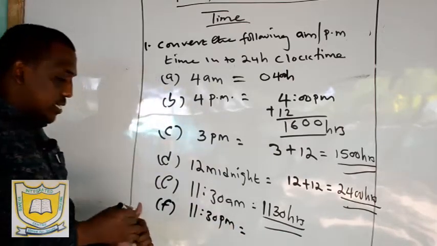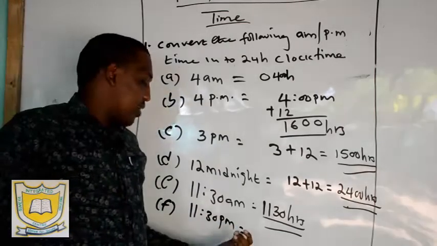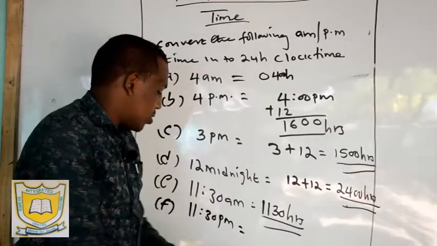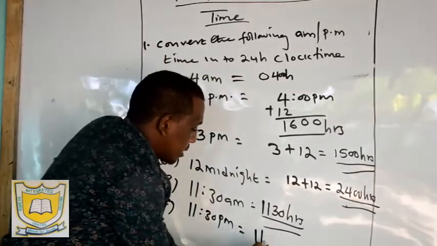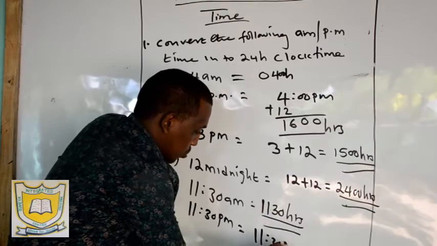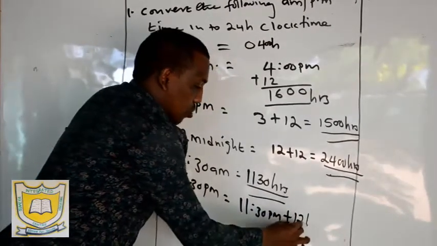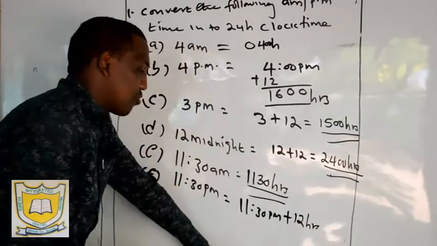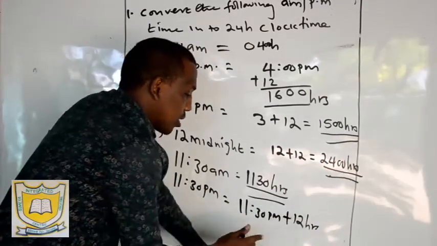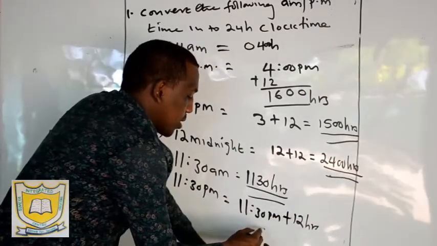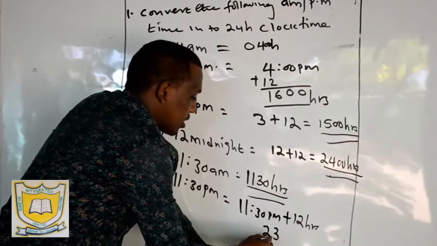So when we are changing PM, I said we add plus 12. Now we say it is 11:30 PM, so what we do is add plus 12 hours. When we add plus 12 hours, 11 plus 12 becomes 23, so it will become 23:00.